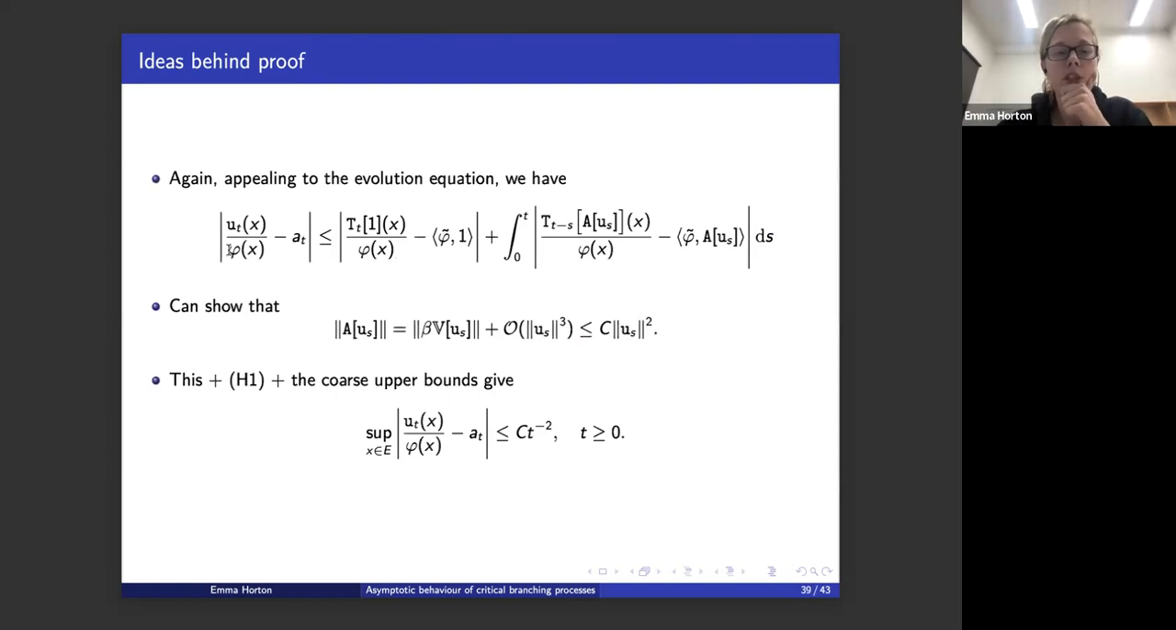Okay. And then we wanted to show that this quantity goes to zero. So the idea is to just write down the evolution equation for UT, write down the evolution equation for AT, and look at the difference. So this first term will go to zero thanks to the Perron-Frobenius assumption H1. And then because we can show that this branching generator A behaves at most like the second order term, we can combine this again with H1 and the original coarse upper bounds that we obtained to show that this difference is bounded by C over T squared.